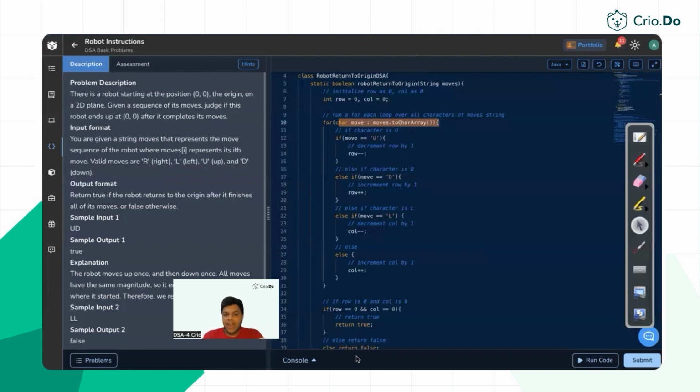So with that, we are actually done with the problem robot instructions.